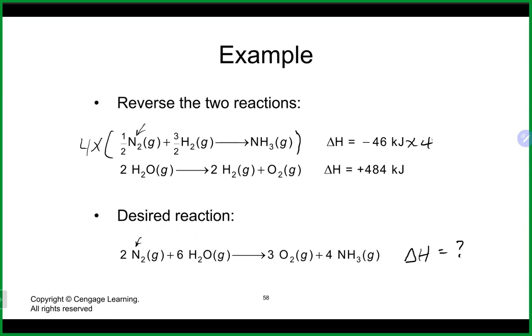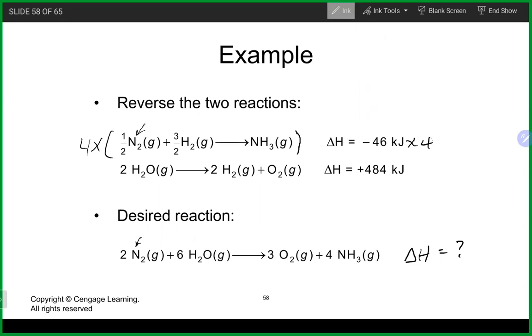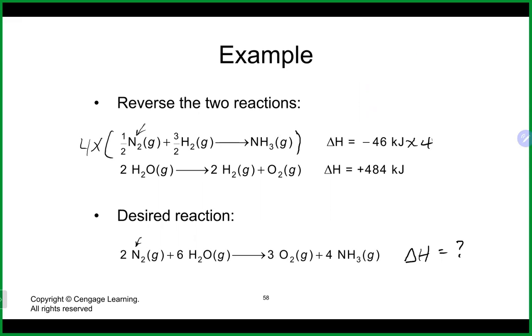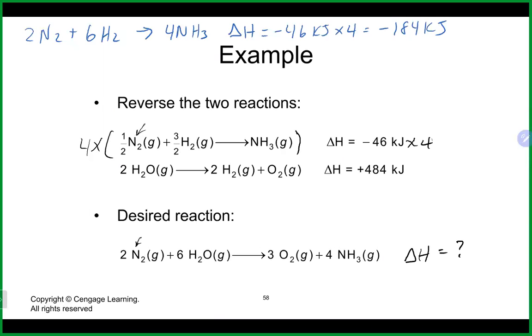So if we do that, let me rewrite it so we can see it here. That will give me 2 N2 plus 12 divided by 2 is 6 H2, which goes to the other side, 4 NH3. And once again, my delta H for this is going to be my original number. Again, we need to multiply it by 4 because we multiplied the entire equation by 4. So that gives us 46 times 4, it's 184. So that takes care of that.